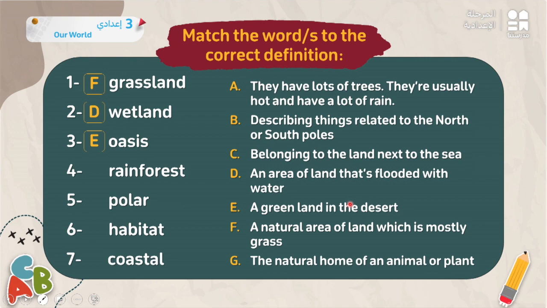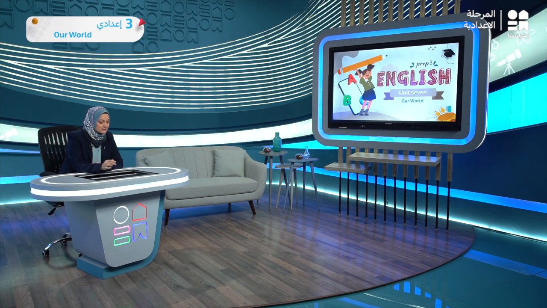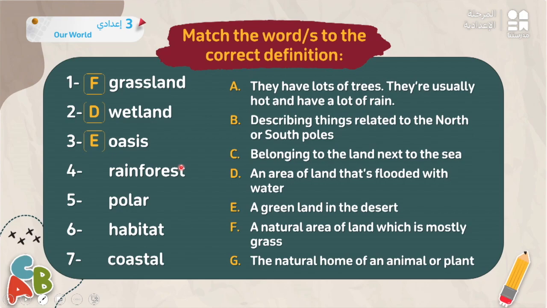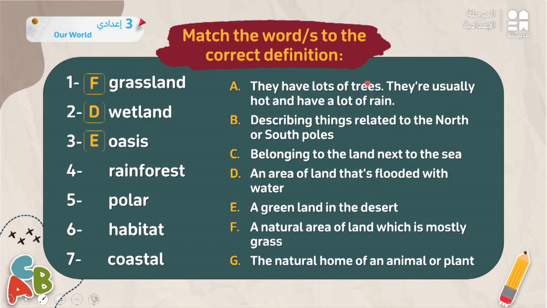This is an oasis. Rainforest اللي هي الغابات الاستوائية. الغابات الاستوائية معروف إن هي فيها مطر كتير وفي نفس الوقت الجو فيها بيبقى حر وطبعا مليانة أشجار. So rainforest, the definition of rainforest is, or rainforests are, they have lots of trees, أشجار كتير, they're usually hot and have a lot of rain.